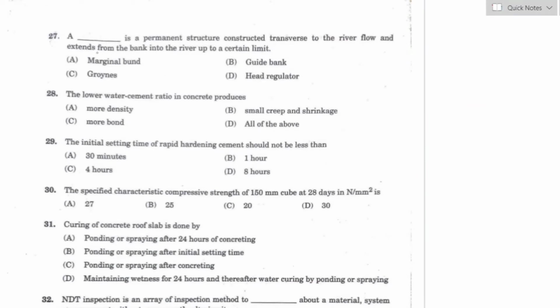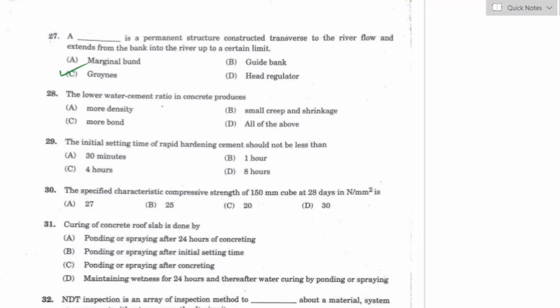Question number 27. A dash is a permanent structure constructed transverse to the river flow and extends from the bank into the river up to a certain limit. When a structure is constructed transverse to the river flow and extends from the bank into a river, it is groins. Option C is the right answer.